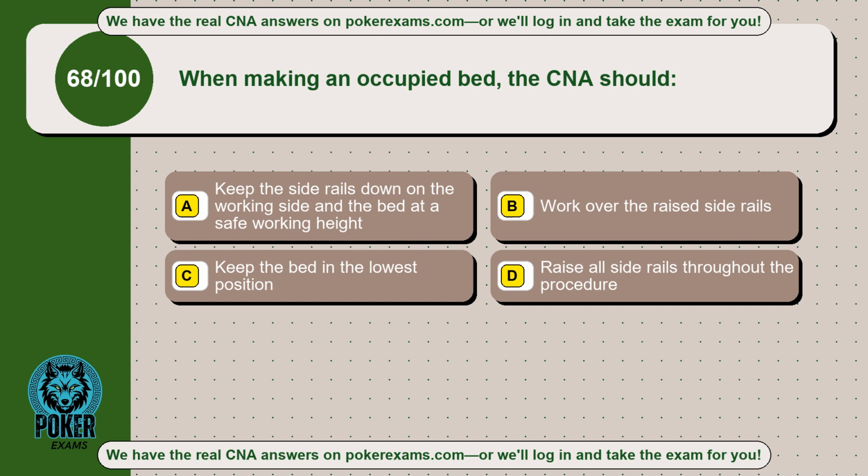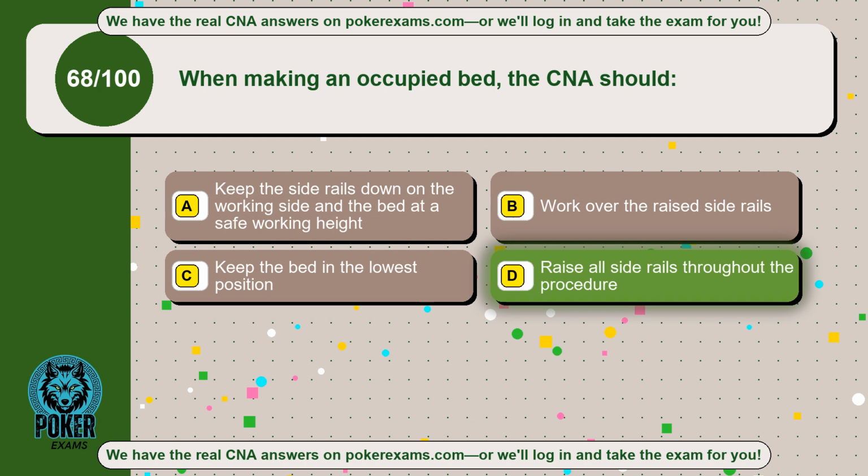Question 68. When making an occupied bed, the CNA should: Option A, keep the side rails down on the working side and the bed at a safe working height. Option B, work over the raised side rails. Option C, keep the bed in the lowest position. Option D, raise all side rails throughout the procedure.